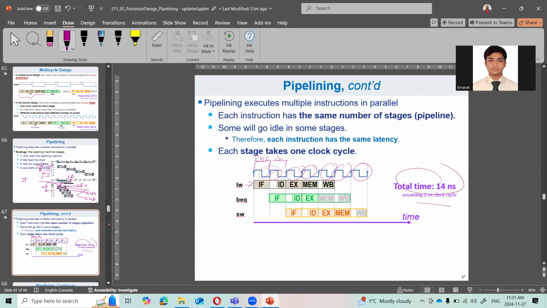21 nanoseconds if we run them individually, but if we parallelize them, then it comes down to 14 nanoseconds. That's why we parallelize and use multi-cycle instead of a single cycle. Any questions on this?